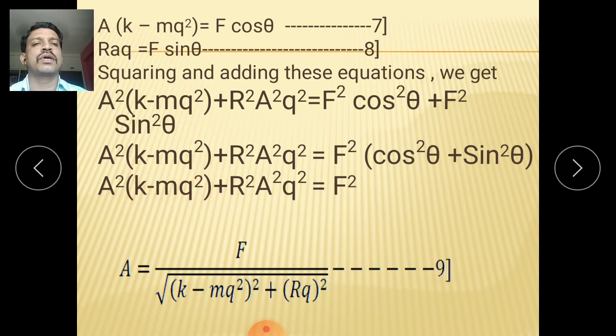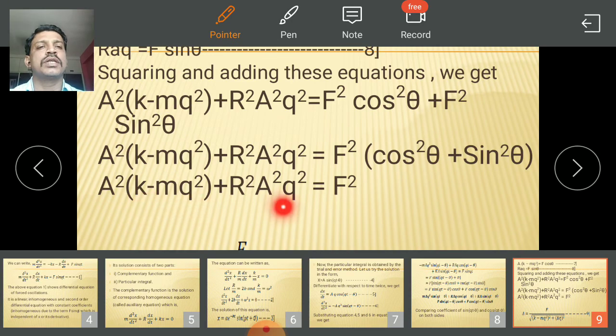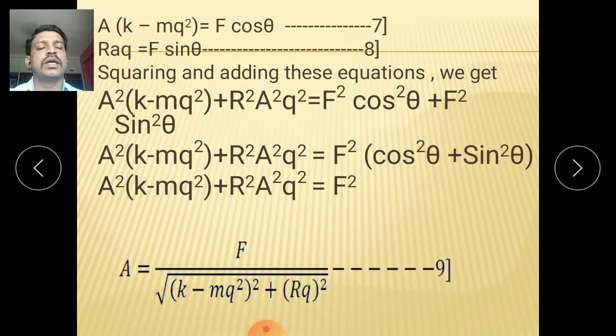Therefore, [k minus m q square] square plus r square a square q square equals f square. Now we take all this term towards the right side. So here it is in multiplication of a square. If it goes towards the right side, it will go in division. Therefore, here we get a square equal to f square upon [k minus m q square] square plus r square q square.